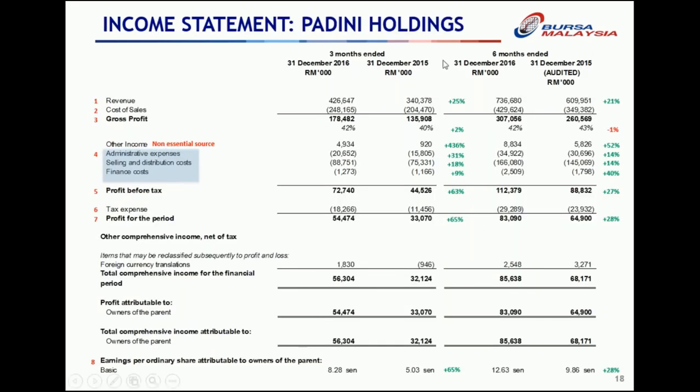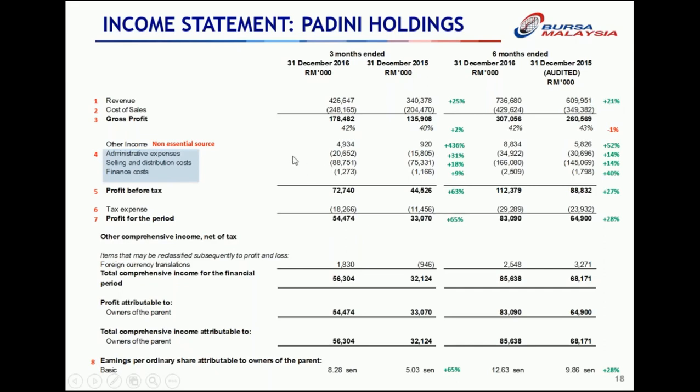Okay, and this is the income statement. Now you can see that I put in some percentages of change. Now let's look at the revenue. Sorry, this is not quarter on quarter. Current quarter versus previous quarter, increase. But if we look at the whole year, it increased 21%.